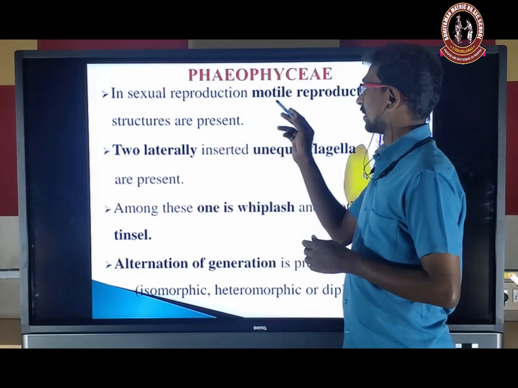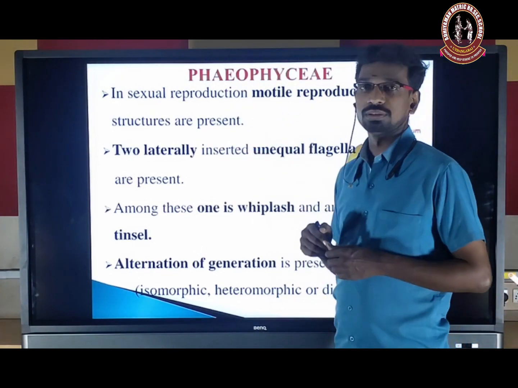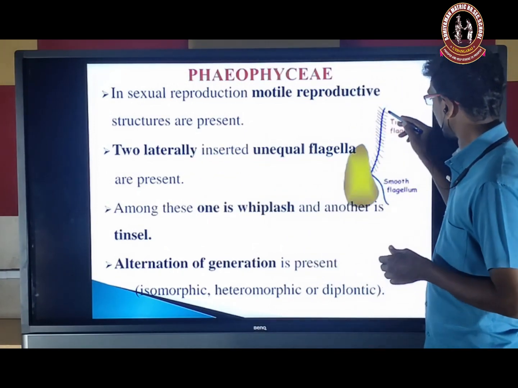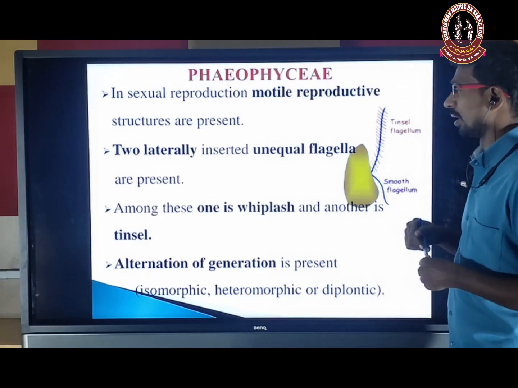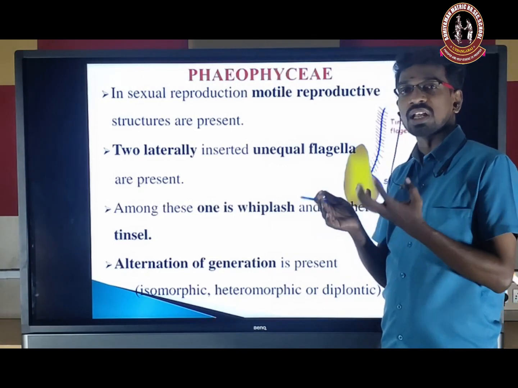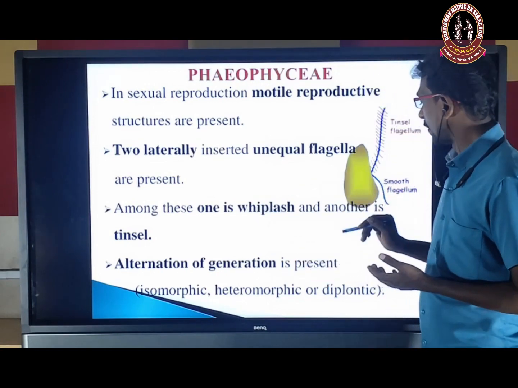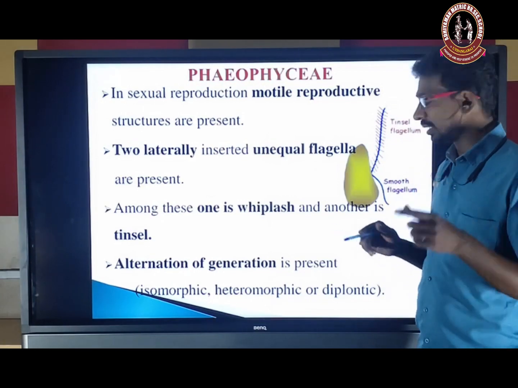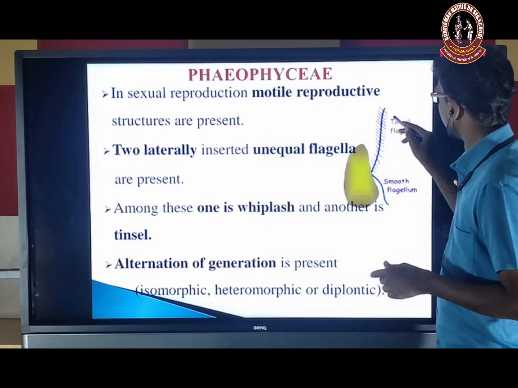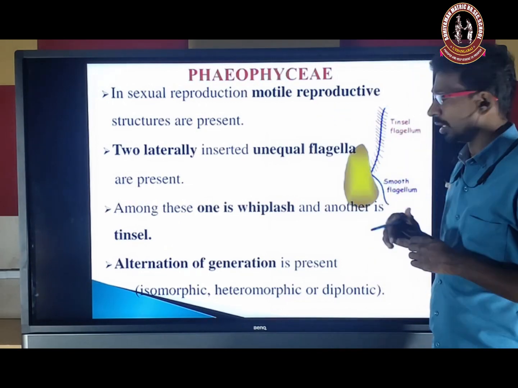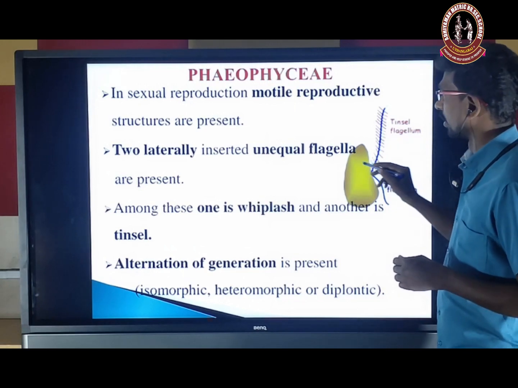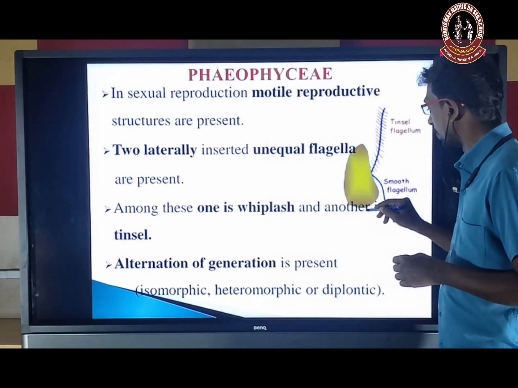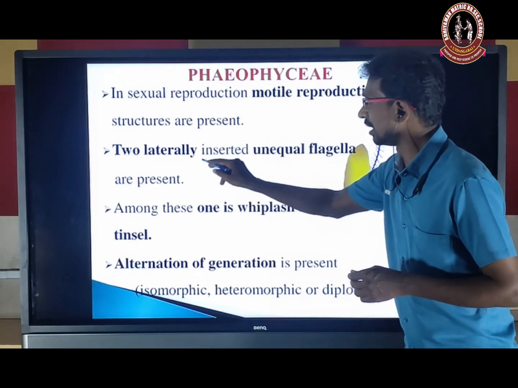In sexual reproduction, it forms motile reproductive structures, that is, gametes, with two laterally inserted unequal flagella. Morphologically the flagella differ: one is whiplash, that is smooth, and another is tinsel, with minute hair-like outgrowths. These two are unequal in size, and they do not originate from the anterior or posterior part. They start from the middle, so they are laterally inserted.